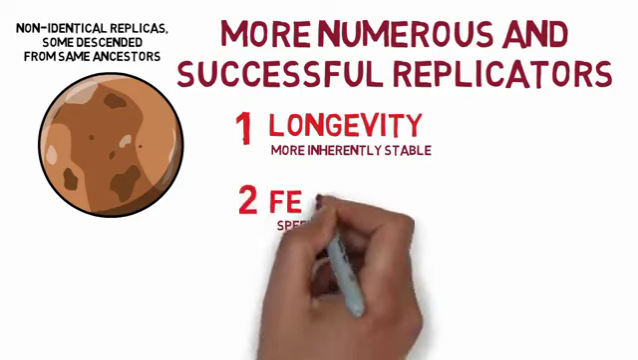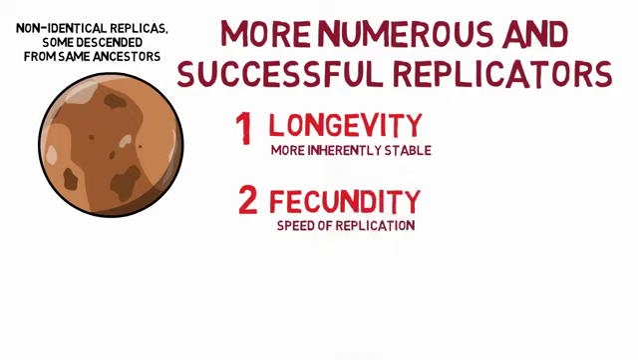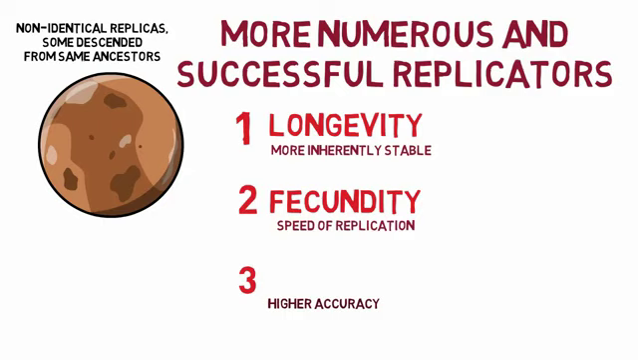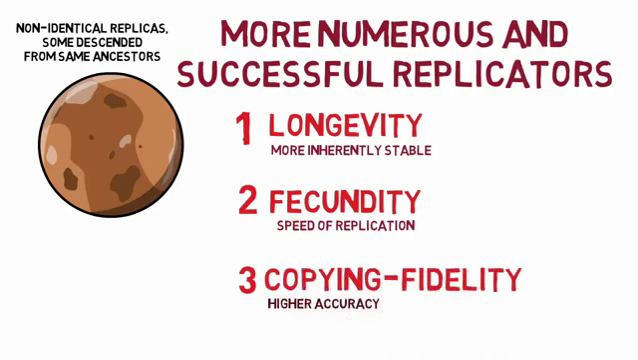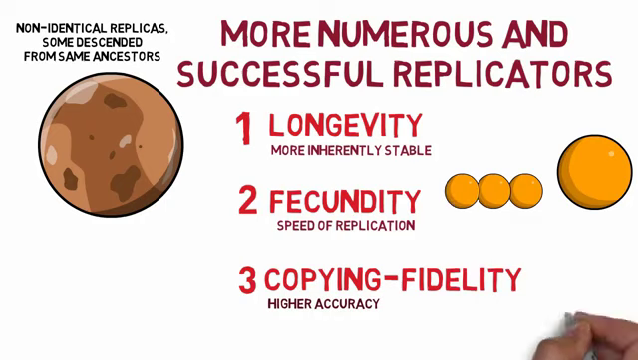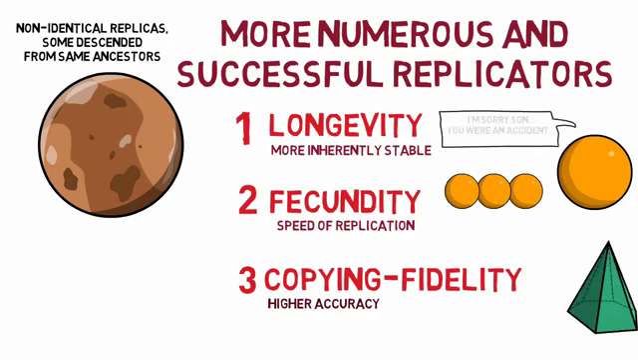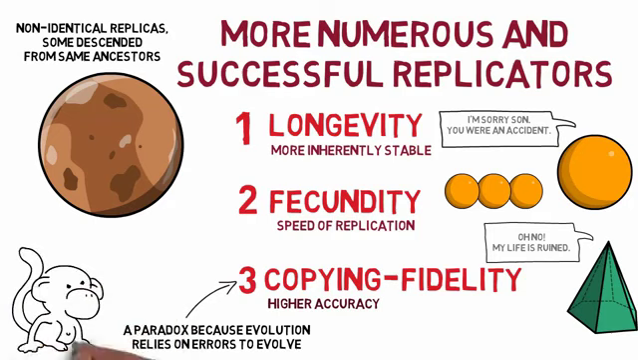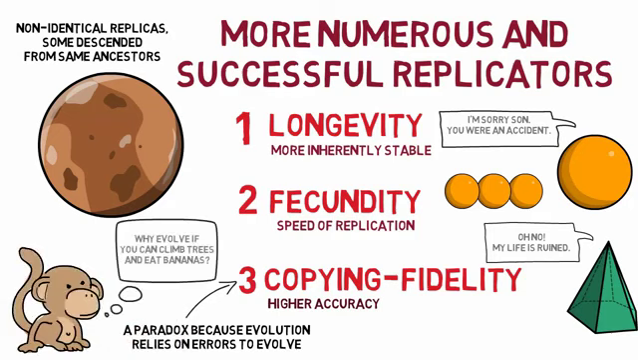Secondly, the speed of replication, known as fecundity, would also make replicators of one kind more numerous than others, and therefore replicators would trend towards higher fecundity. Thirdly, replicators with higher accuracy, known as copying fidelity, would be positively selected as well, given that if the frequency of mistakes were too high, the replicators have a high chance of producing unstable children and therefore losing them. Dawkins states that this may be paradoxical because evolution relies on errors to evolve, but argues that nothing actually wants to evolve. Evolution is something that happens despite the efforts of replicators to prevent it from happening.